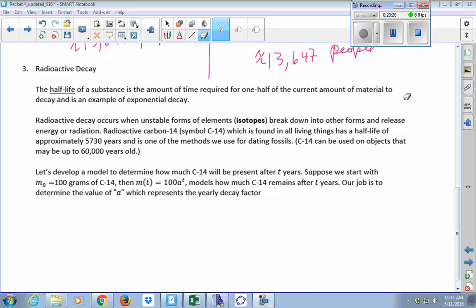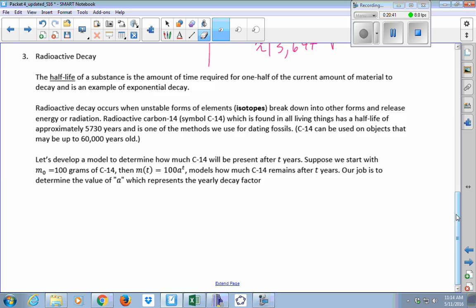So if we have a living being or a living object, what percent of C14 is present? What percent if you're living? How much C14 is in you? 100%, right. So if you're alive, all of the C14 is contained in you. Okay. So suppose we have some object and we start with an initial mass of 100 grams of C14 contained in it. And we use our exponential model with the only thing we can fill in, 100 times a to the t. So our job is to find what a is.